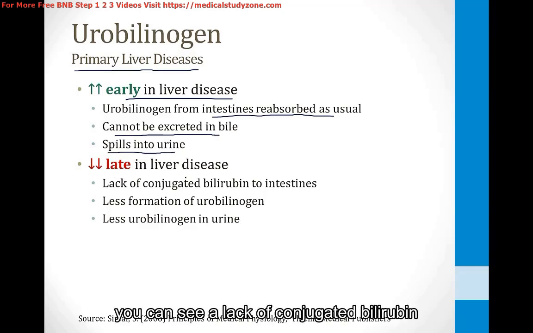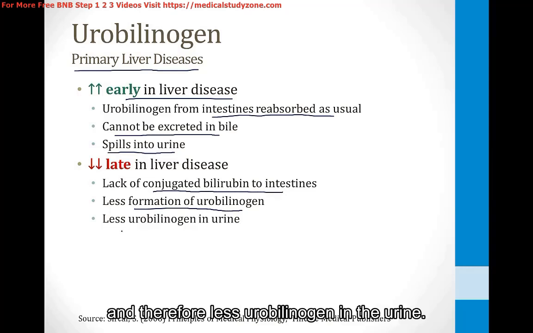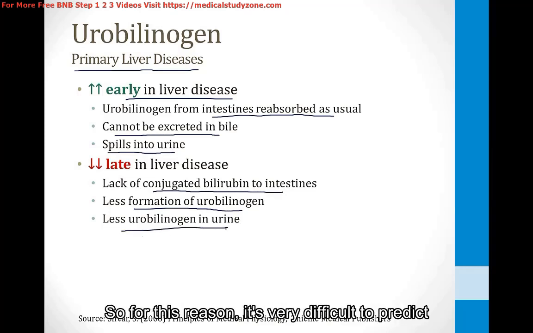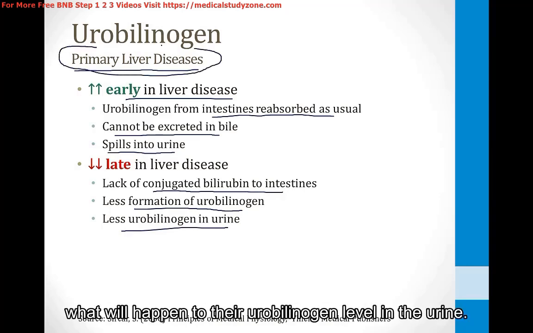Late in liver disease, you can see a lack of conjugated bilirubin going to the intestines. This leads to less formation of urobilinogen and therefore less urobilinogen in the urine. So for this reason, it's very difficult to predict, for a patient with a given liver disease, what will happen to their urobilinogen level in the urine.